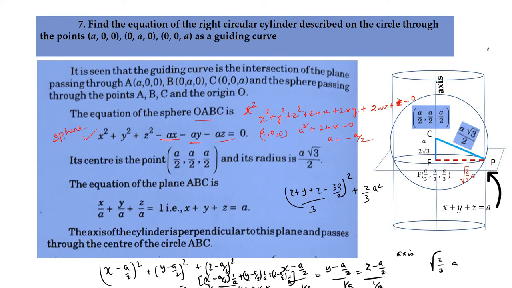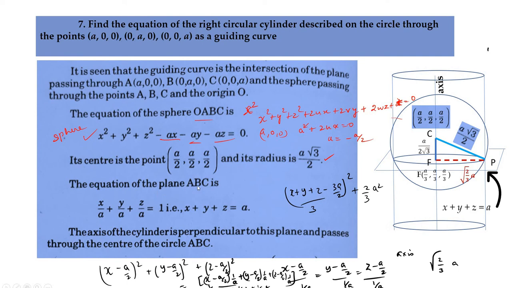Now the center of this is very obvious, a by 2, a by 2, a by 2, and its radius is square root of a square by 4 plus a square by 4 plus a square by 4 minus 0. That on simplification gives you this. So for the entire sphere, we have got the center and the radius. The radius is a root 3 by 2 and the center is given by this.